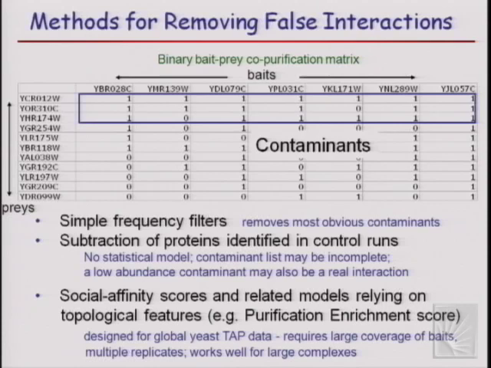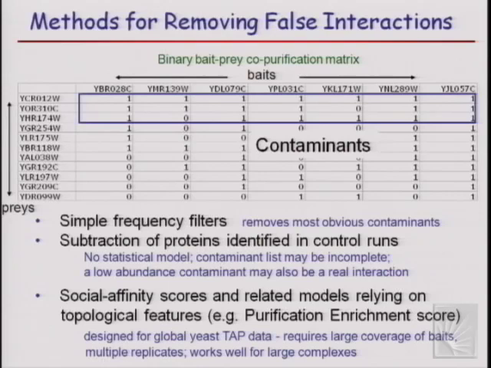I also mentioned the social affinity scores. I believe they were introduced by Gary Bader, who is here, who was one of the first people to apply them in this context. And there are related methods that rely on topological features, such as more advanced purification enrichment scores and other methods. Again, there are many of them.